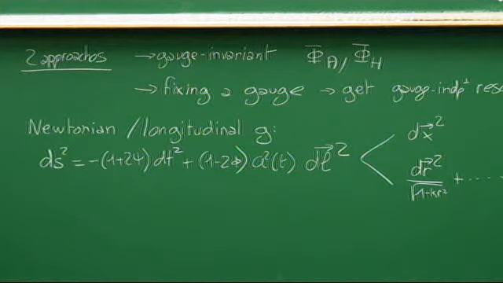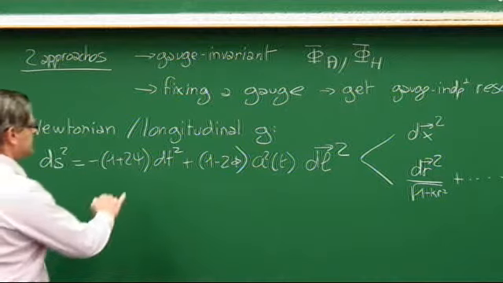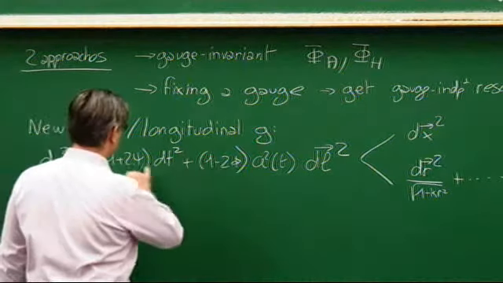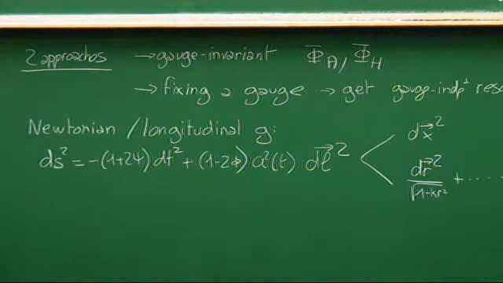Okay, it's called Newtonian because it's easy to recover the Newtonian limit in this case. Under certain conditions, ψ and φ are equal to each other and stand for the Newtonian gravitational potential. It's also called longitudinal simply because it corresponds to a diagonal δg_μν.